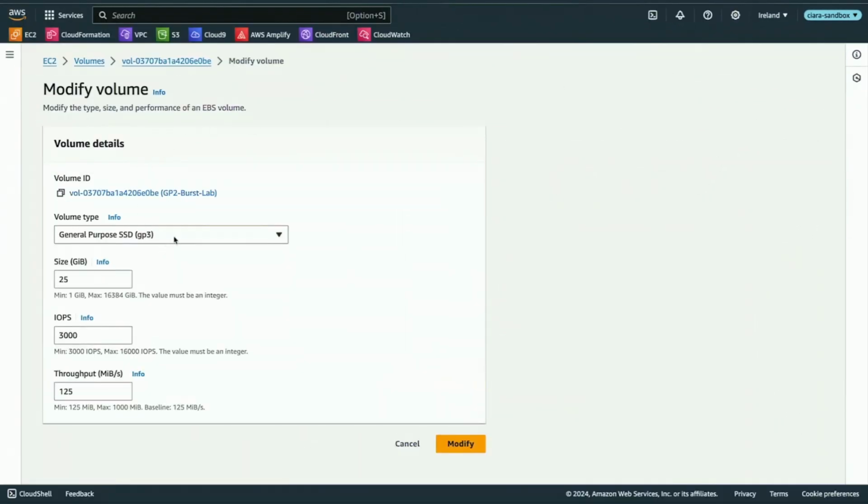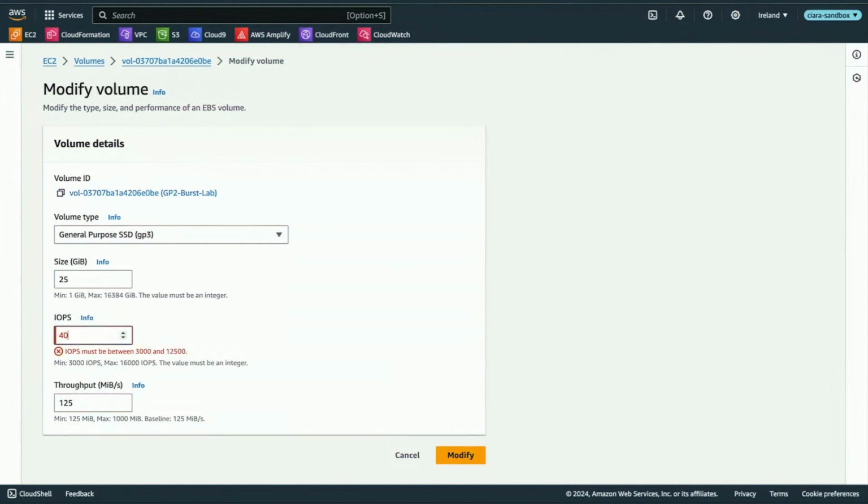With a GP3 volume, it's actually 20% cheaper to run. And as standard, the price of the volume includes those 3000 IOPS and 125 megabytes of throughput. But because this volume is always hitting that 3000 threshold, I'm actually going to change it to 4000 IOPS. And I'm going to modify that volume.